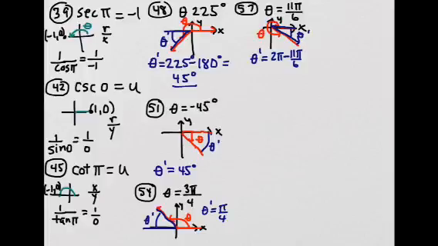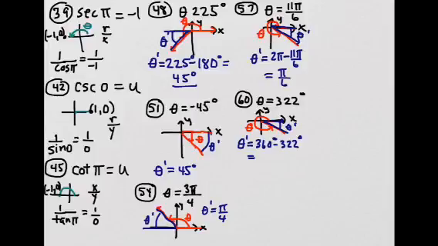So 57, here's angle 11 pi over 6. Here's the reference angle, and I know it's pi over 6, but just to show you how you would calculate it, it's 2 pi minus 11 pi over 6. So that gives you pi over 6.